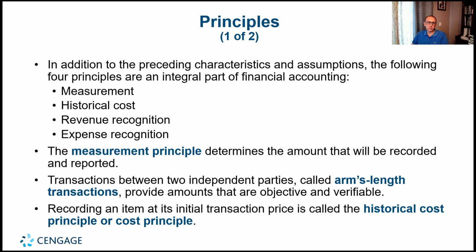The other principle is historical cost. It says here, recording an item at its initial transaction price is called the historical cost principle or cost principle. In other words, we have to record every transaction based on how much we actually paid or received. So it has to be based on the history. We cannot adjust it to what we call the current value or what we feel it should be.